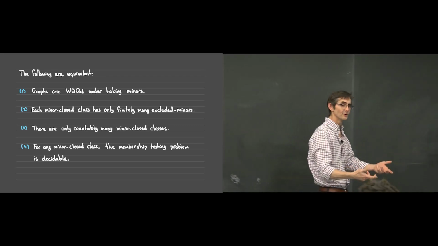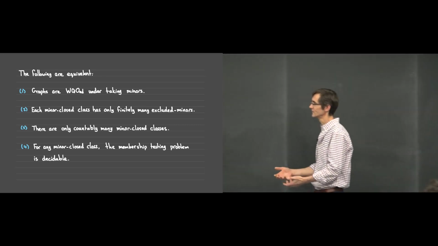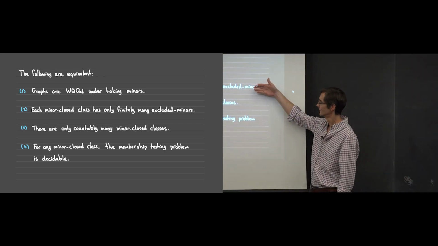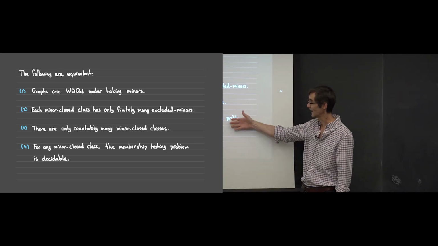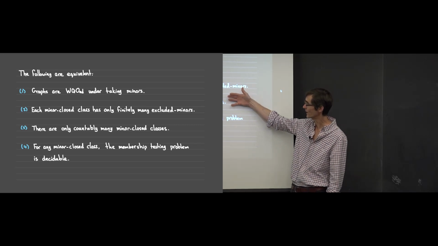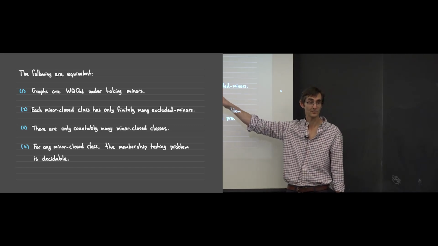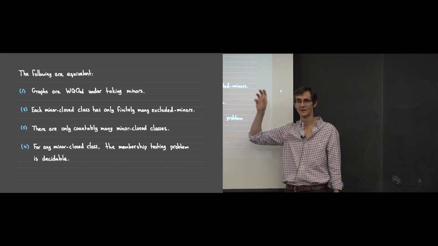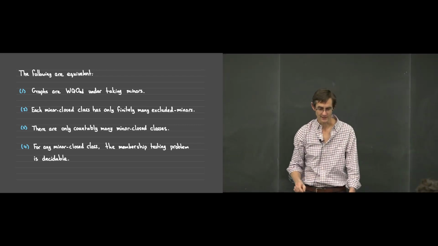These are very different looking statements. This is about certifying that something doesn't belong to a class. This is an algorithm. This is algorithmic implications. It's related to enumeration of classes and such. They're very different looking properties, but they all say the same thing. So it's nice. Minor closed classes are nice, and also pretty rare in some ways.